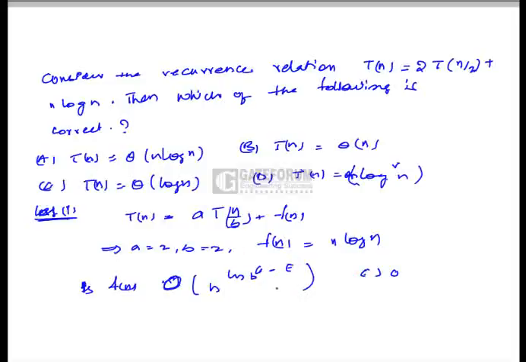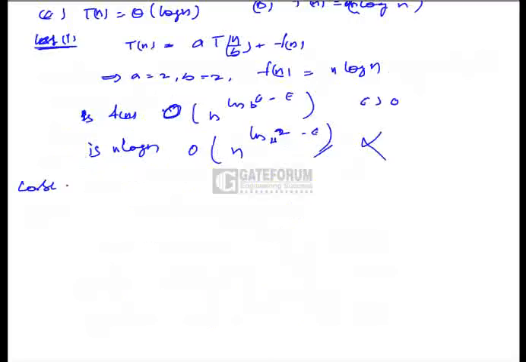So now let us check if this given function f(n) satisfies this condition or not. So here f(n) is n log n. Is n log n order of n^(log_2 2 - epsilon)? So we can simply say that this condition is not satisfied. So we have to go for the next case, case 2.